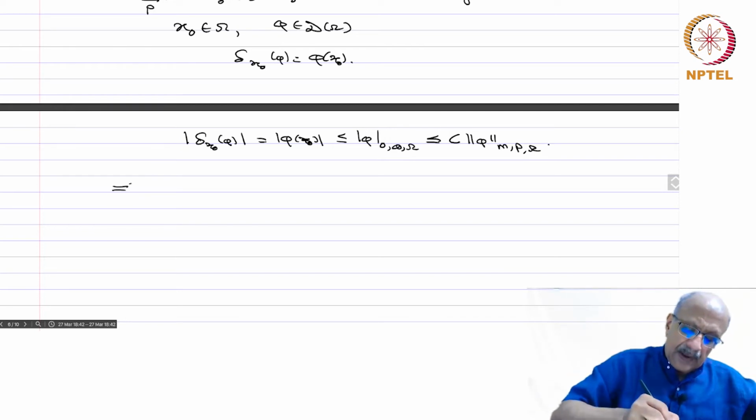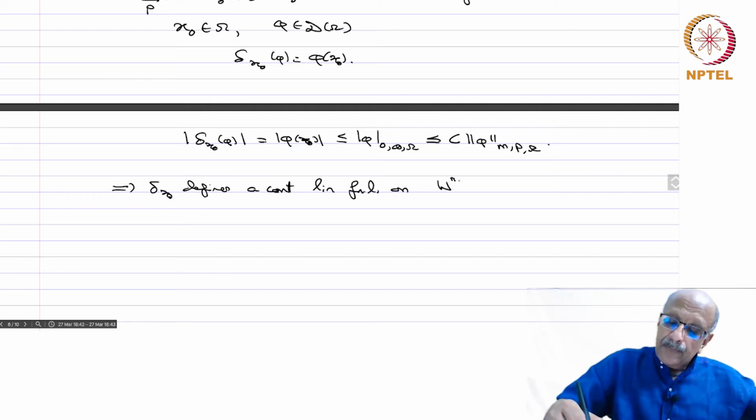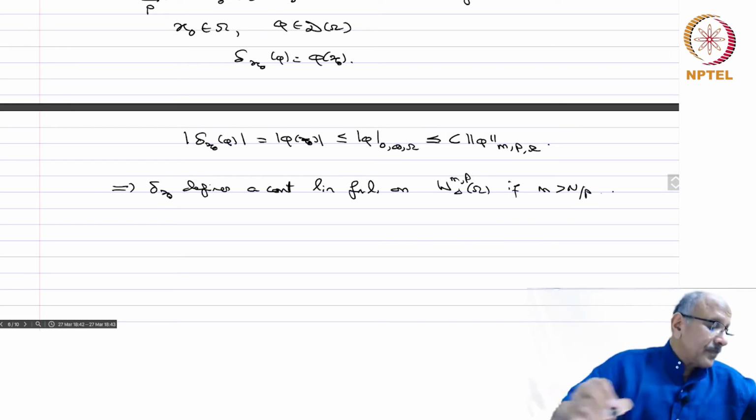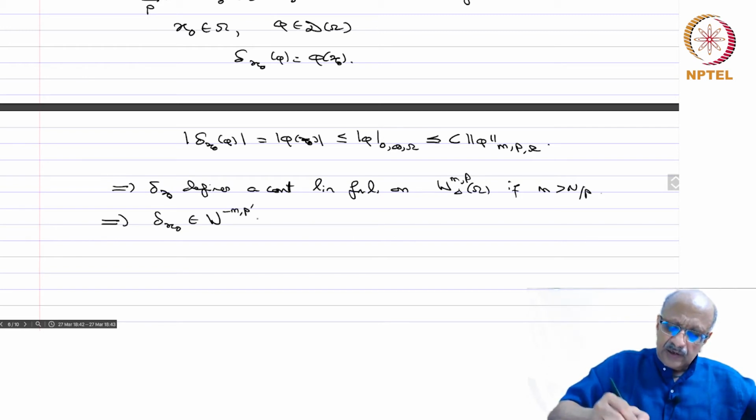So this implies that δ_{x0} defines a continuous linear functional on W^{m,p}_0(Ω) if m is bigger than n over p. Therefore, this is for any p. Therefore, δ_{x0} belongs to W^{-m,p'}(Ω) for m large enough.